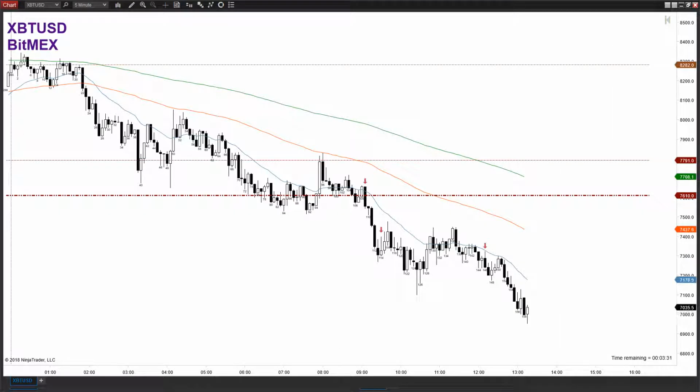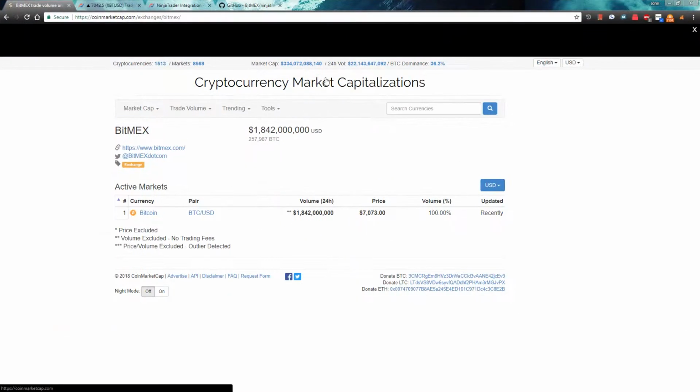So if we look at BitMEX as a whole, first of all, we can look at the cryptocurrency market capitalizations. That's coinmarketcap.com. And if we pull up BitMEX, we can see $1.84 billion, right? That's almost 260,000 Bitcoin worth of volume over the last 24 hours. Now, that's a pretty big deal. That is a lot of volume being transacted.